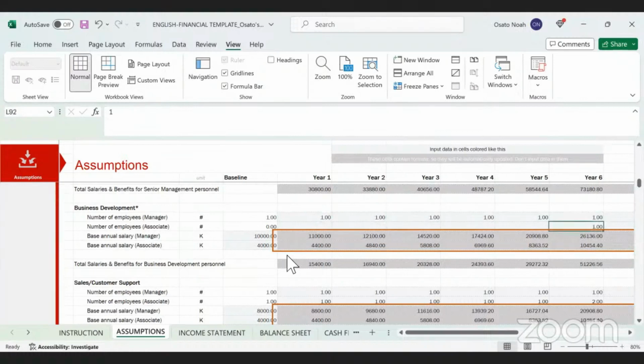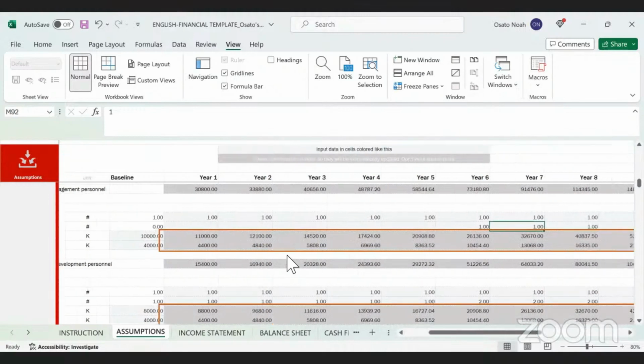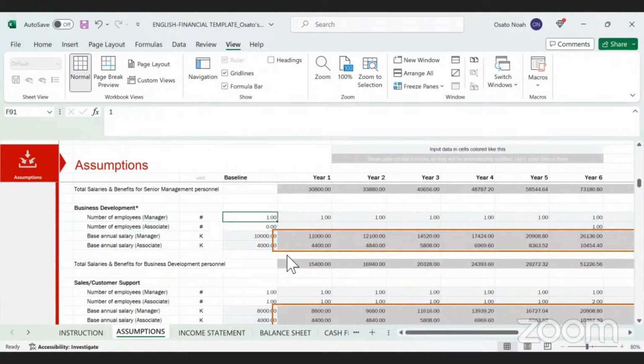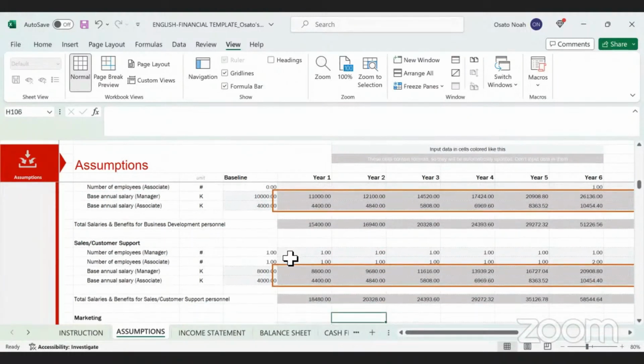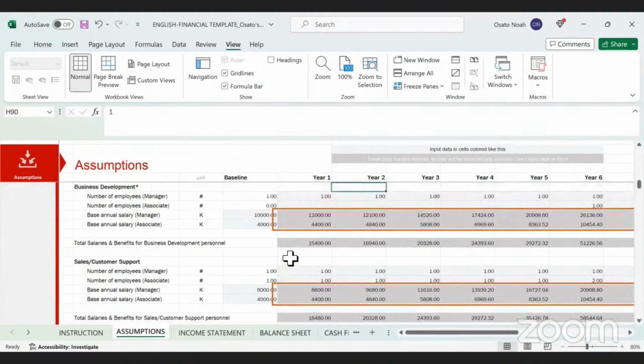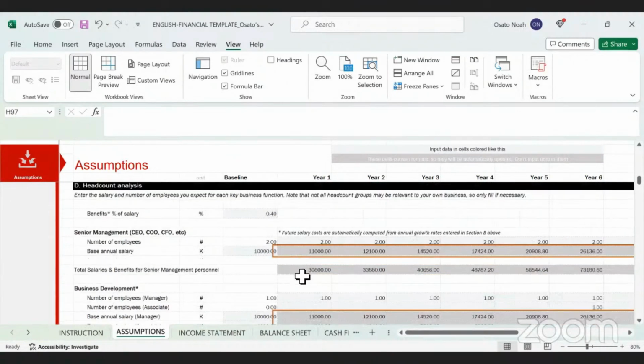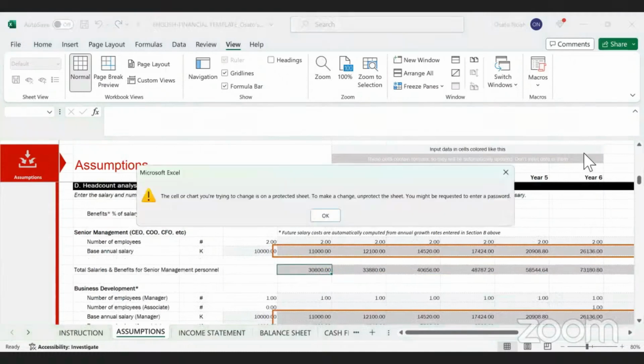It's just thinking through how your business will work and how you want your business to play out. This is saying, look, I don't want too many people at the beginning, but as time goes on, I can add people. So that is what you do here. And the same thing that I did for the senior management, the same way you populate. Once you populate, it then adds up everything together.